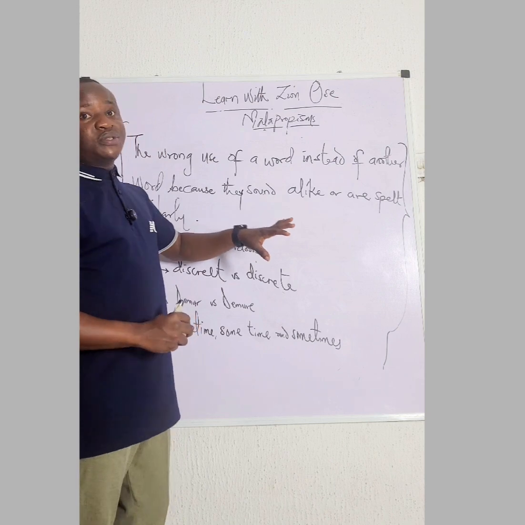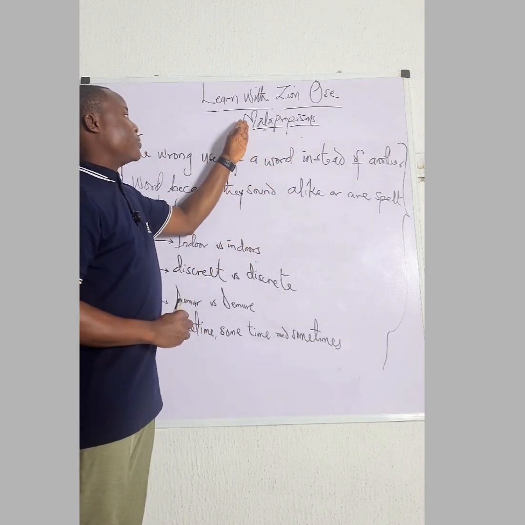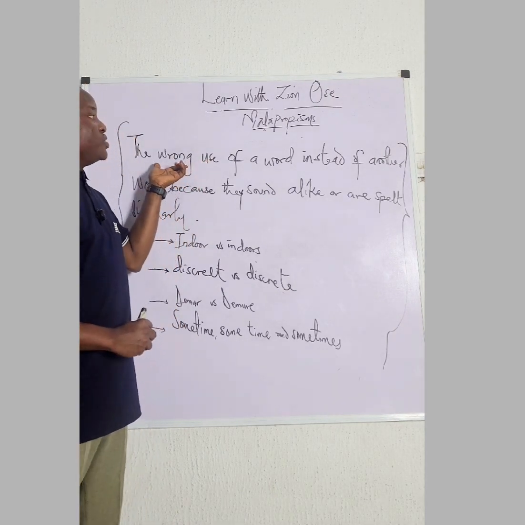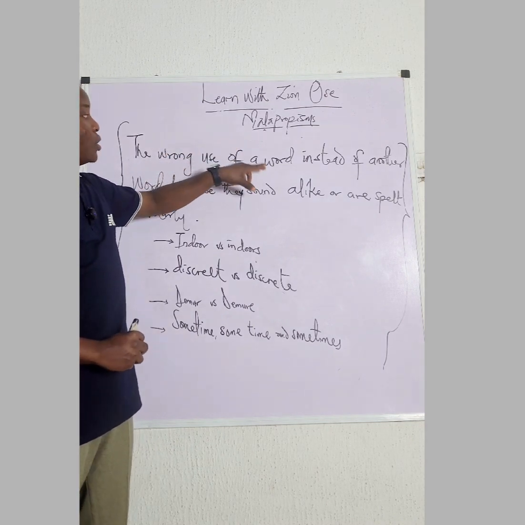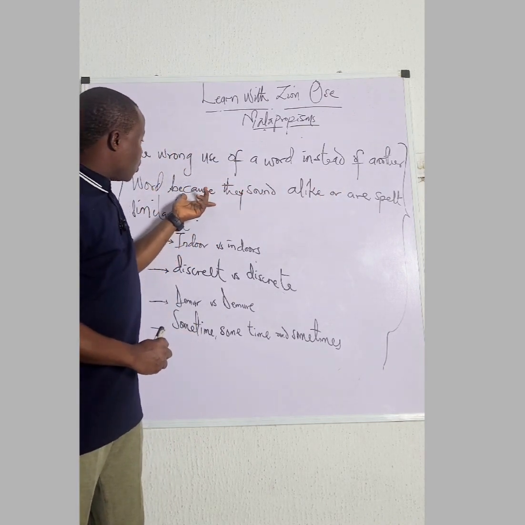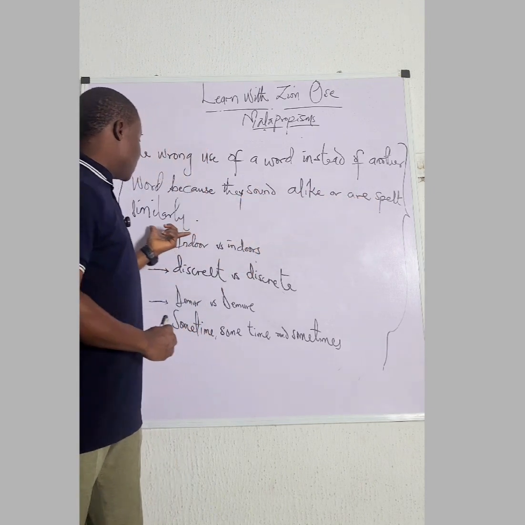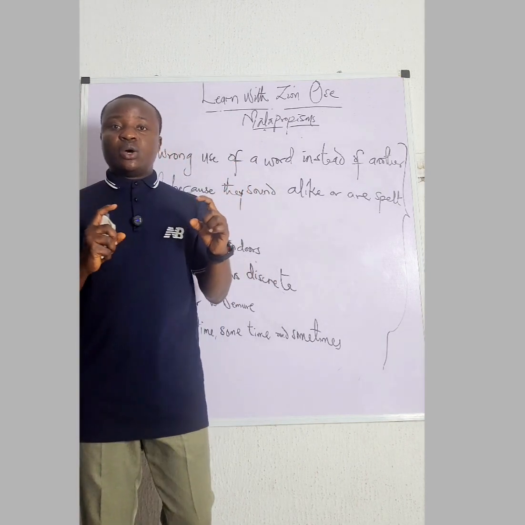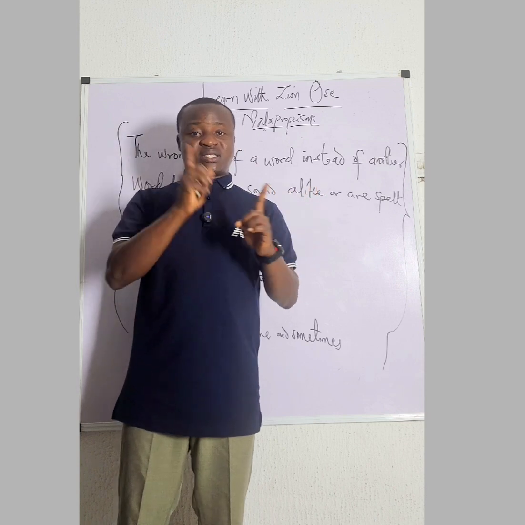All right, without further ado, let's consider the topic that we have on the board today: malapropisms. What is malapropism? According to the Cambridge Dictionary, malapropism is a wrong use of a word instead of another word simply because they sound alike or are spelled similarly. So you have two words that sound alike or are spelled similarly, and you tend to use one instead of the other.